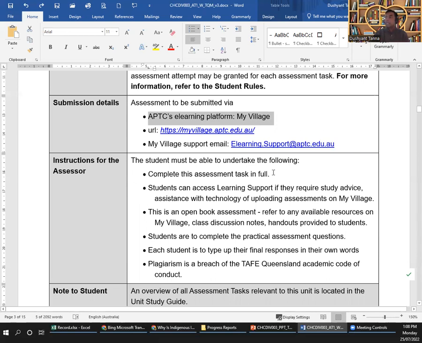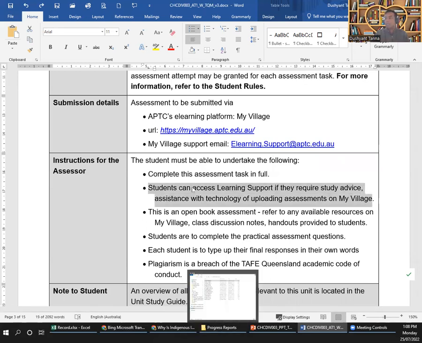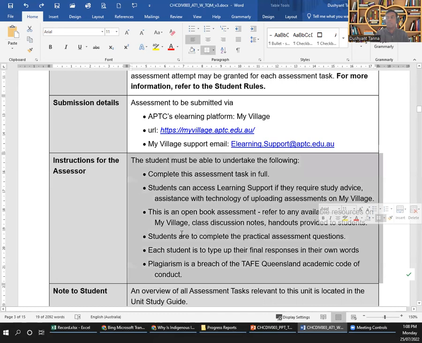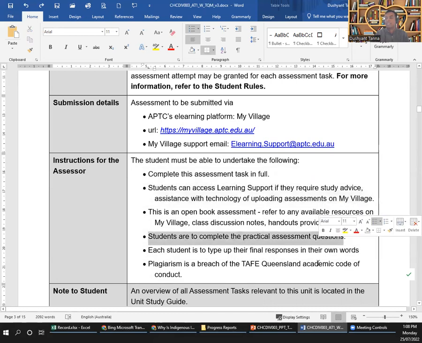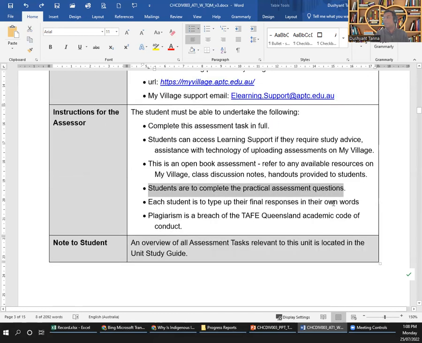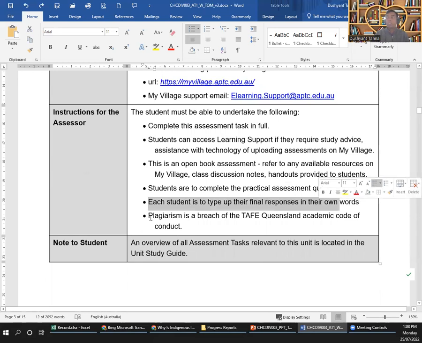You must complete the task in full. You can access any support material, ask your friend, ask Google, up to you. It's an open book. You can refer to anything, but you must complete every assessment question in your own words. Plagiarism is a breach. Plagiarism is copying someone's work, and it is a serious breach of academic conduct.